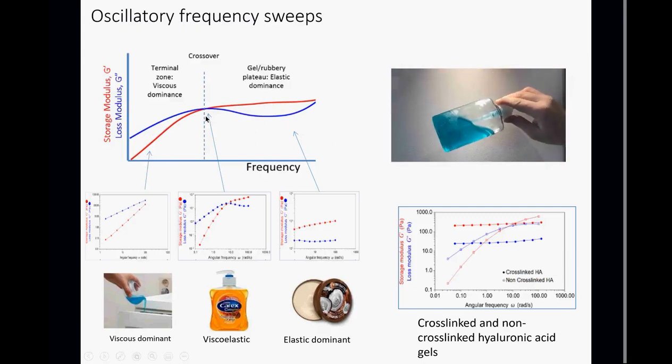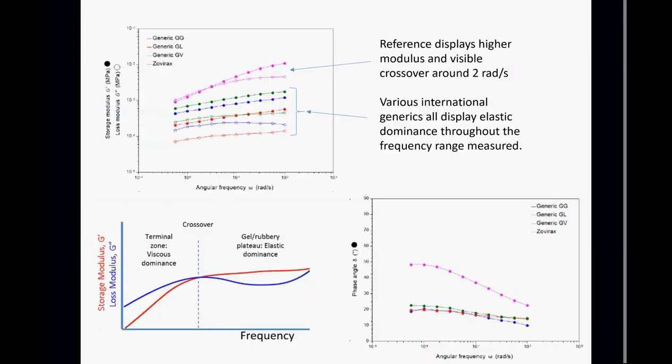At the higher frequencies, the higher frequency oscillations, we see this crossover, and then we see this elastic dominance here. This is a very useful test for getting an understanding of the nature of the structure present in a particular product. What we can see here, for example, is Zovirax and some generic equivalents from various places in the world. For the Zovirax, we can see we've got a crossover here. So we've gone from a viscous dominant condition, only lightly viscous dominant, but viscous dominant at low frequencies, and then a crossover to an elastic dominant condition here.